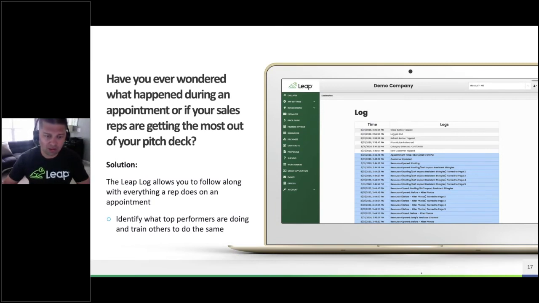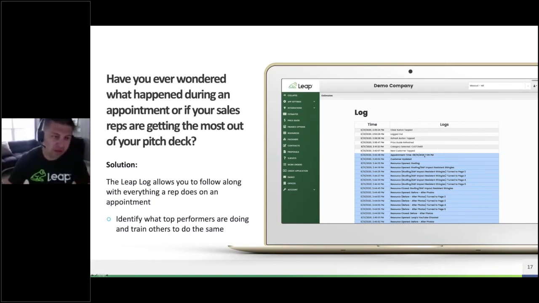So this really opens up a whole lot of transparency into what's going on during the leads that you spend so much money to give to your reps. You're making sure you capitalize on every opportunity that you're giving these sales reps by just knowing what's going on.